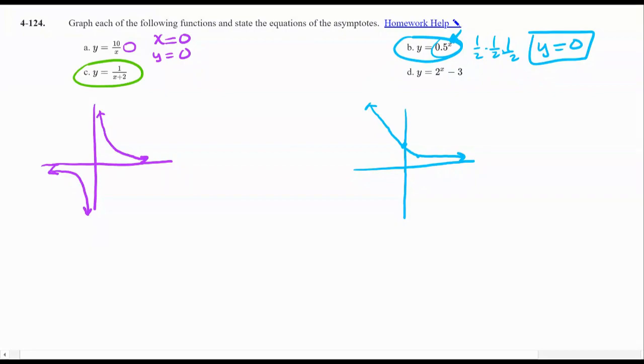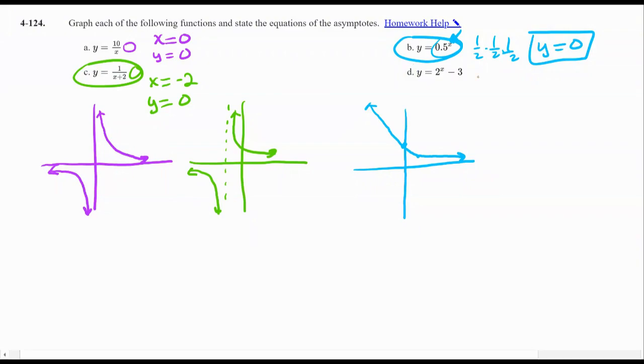For c here, y equals 1 over x plus 2. Well, that one is also a rational function, but I know that x cannot be negative 2 because that would give me a denominator of 0. I'm still going to have that horizontal asymptote at y equals 0 because I'm not adding anything at the end. And so, again, a rational function going to look kind of like this.